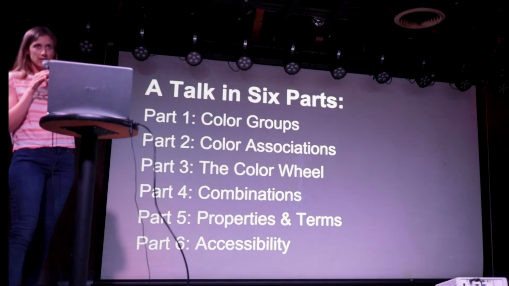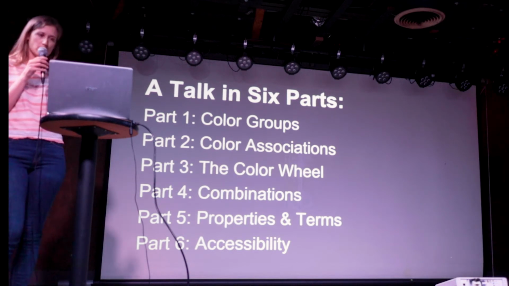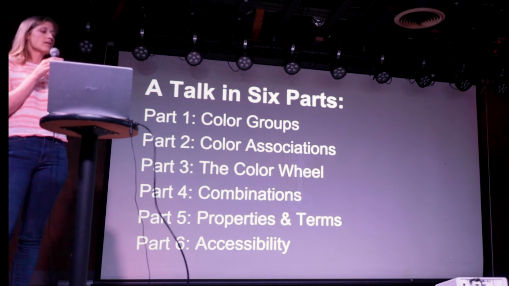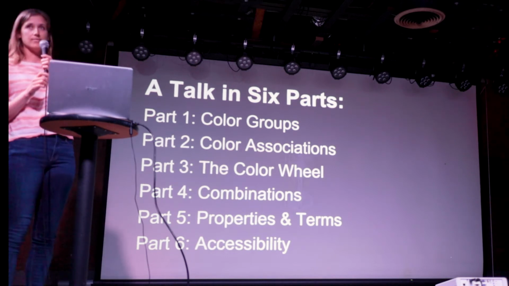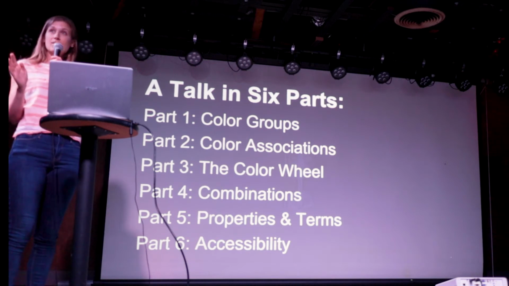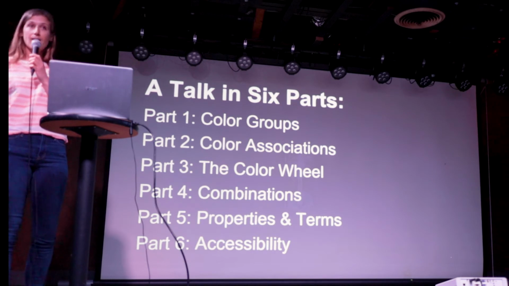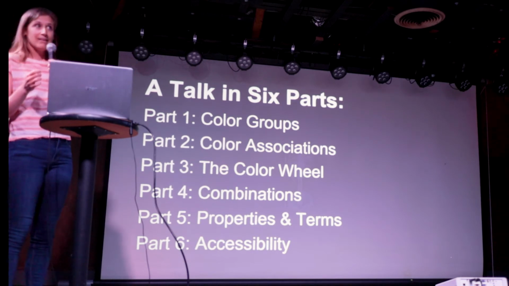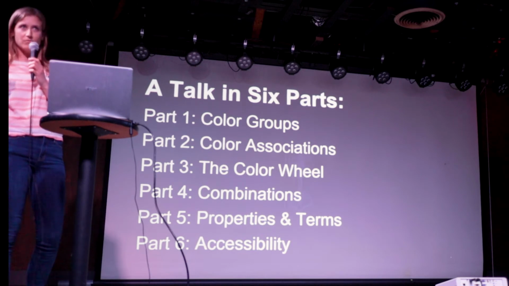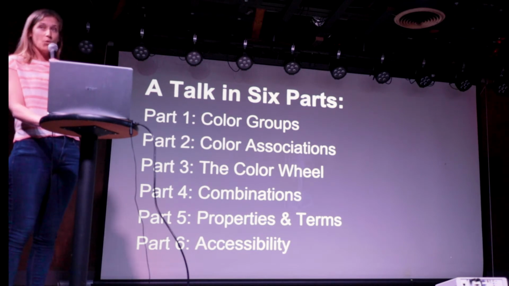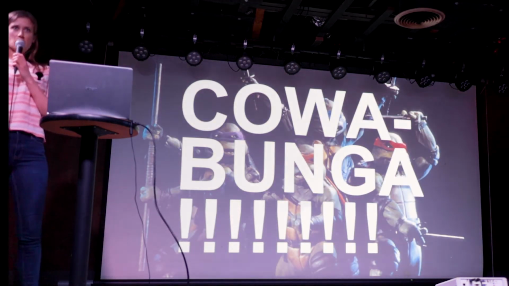And so, here we have a talk in 6 parts. We will be talking about color groups, color associations, the color wheel, color combinations, color properties and terms, and accessibility because it is important. And you may be asking yourself, 6 parts is a lot of parts for a 15-minute talk, and you are correct. And you might now be asking yourself, is she going to get through that many parts in 15 minutes? And I will say, we're going to find out. So let's do this.